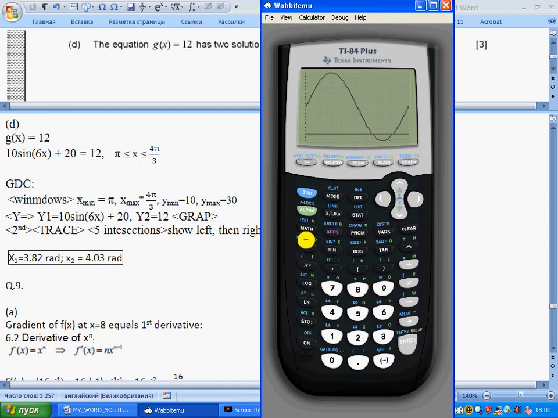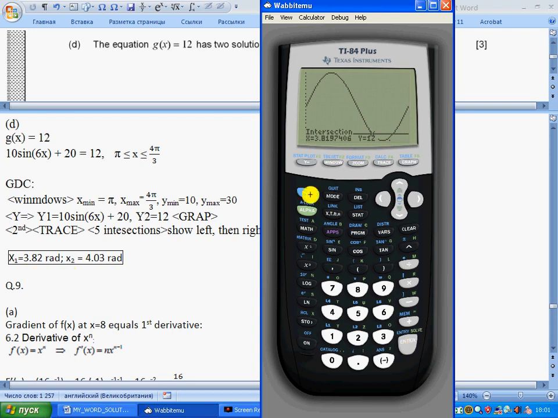So we need to find intersection, one intersection and second intersection. So we go second, trace, intersection is 5. So we move closer to our first intersection. This is first curve. Second curve, guess, and finally the answer, 3.82. So we copy 3.82 radians.